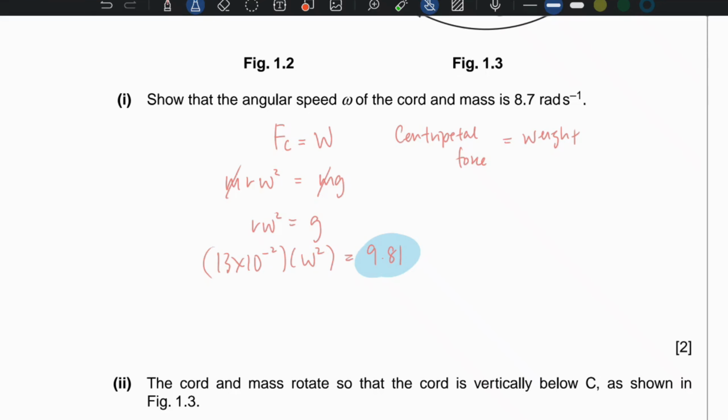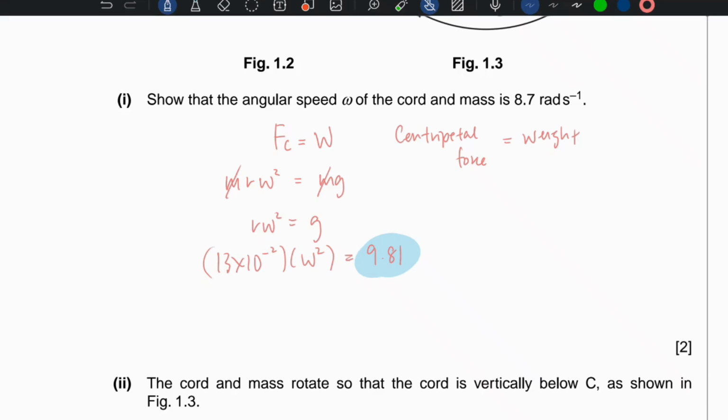So do not get confused. Make sure you know which paper you are doing, and use the appropriate gravitational acceleration. This is a physics paper, so use 9.81. If it's further mechanics, then it's 10 meters per second squared. Okay, so I wanted to mention that to be careful, because it happens sometimes, right?